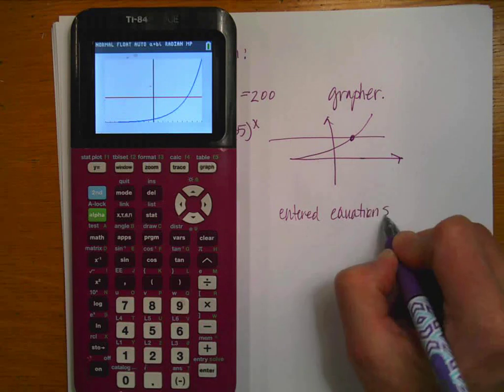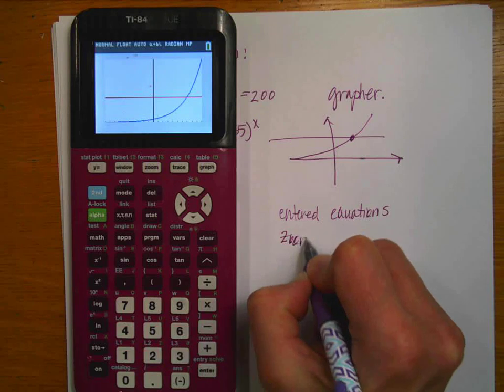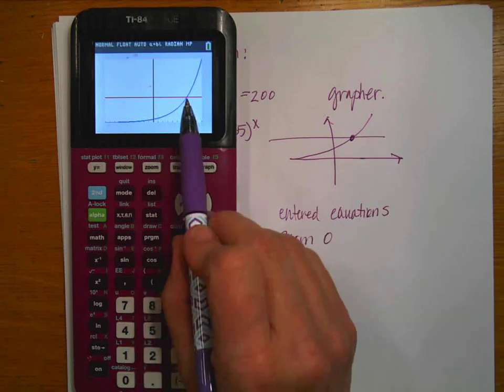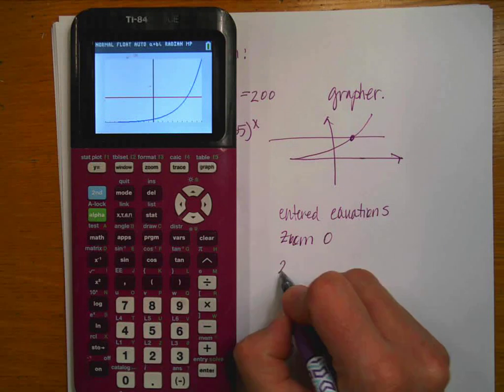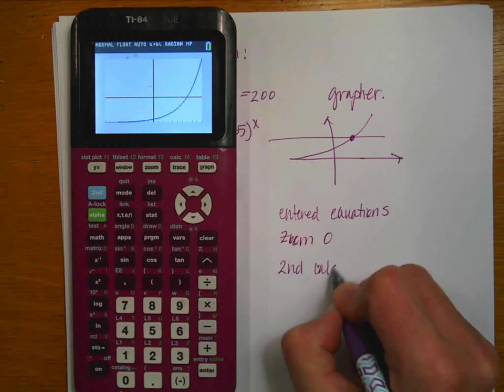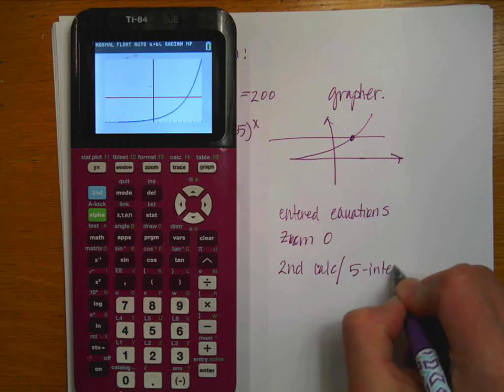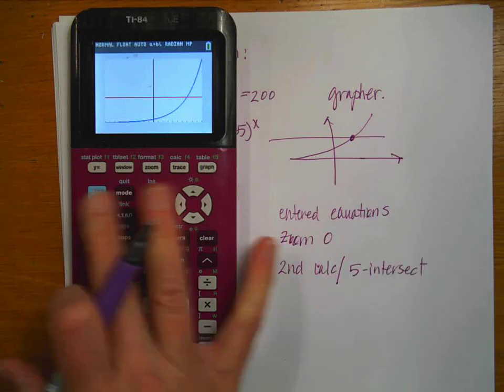Remember, there were two. And then I'm going to do a zoom 0 for a zoom fit. And now I'm going to find that point of intersection. So I'm going to do second, calculate, and then I'm going to say option 5 for intersect.